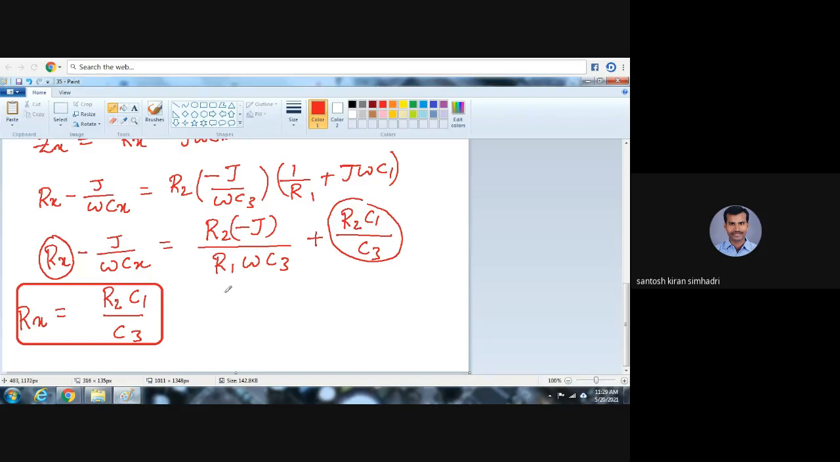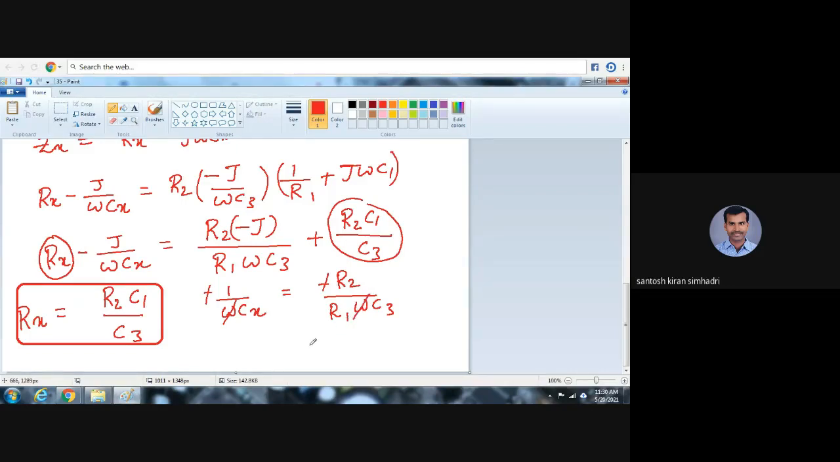So what is the imaginary part? 1 by omega Cx equal to minus R2 by R1 into what is the expression? I think R1 into omega into C3. Is it okay? So what happened here? Minus minus get cancelled. Omega get cancelled.